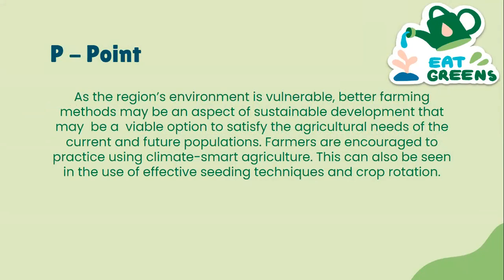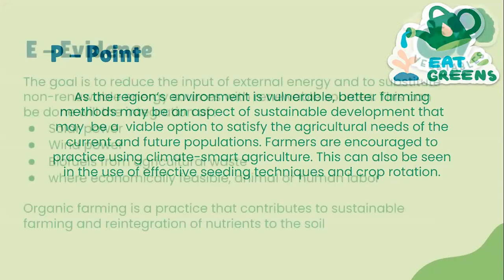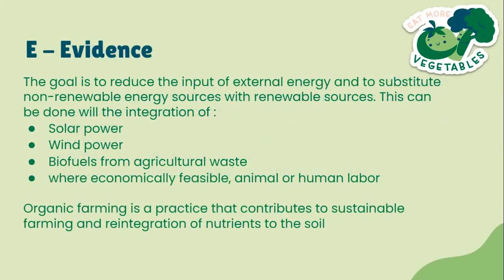Farmers are encouraged to practice using climate-smart agriculture. This can also be seen in the use of effective seeding techniques and crop rotation. The goal is to reduce the input of external energy and to substitute non-renewable energy sources with renewable sources. This can be done with the integration of solar power, wind power, biofuels from agricultural waste, where economically feasible, animal or human labor. Organic farming is a practice that contributes to sustainable farming and reintegration of nutrients to the soil.